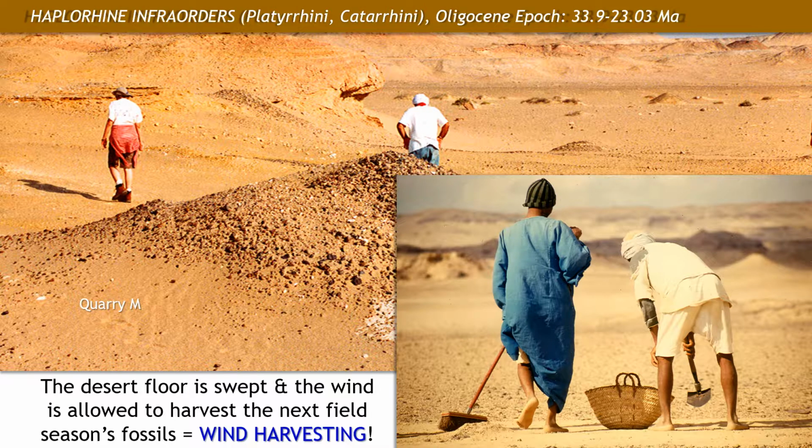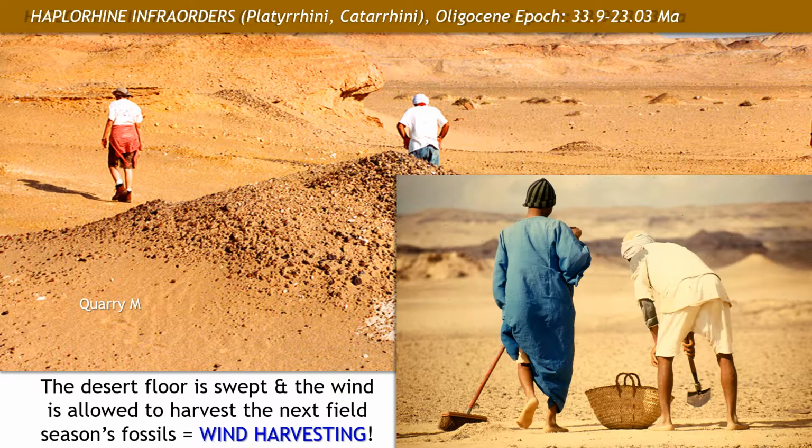We actually sweep the Sahara Desert. I know it sounds crazy when you tell people we get push brooms and we sweep the desert. The desert floor is swept in a great big circle, and the wind is allowed to harvest the next field season's fossils. We call this wind harvesting, and it was invented by this gentleman right back here, Dr. Elwyn Simons, who was in charge of Fayum research for over 30 years.